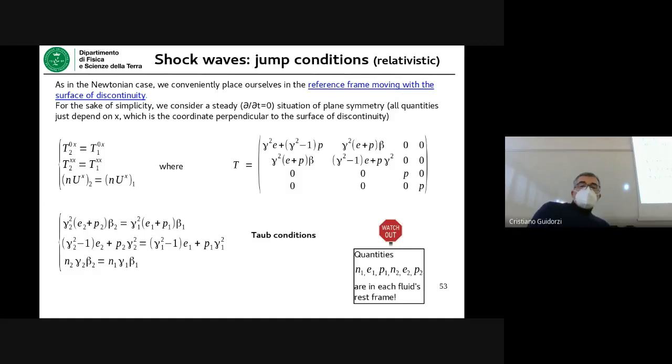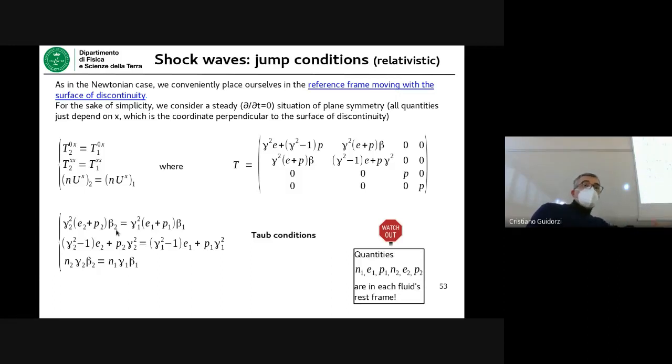So all these quantities are meant to be expressed, so they are number density, energy density, pressure, in the reference frame in which fluid 1 is addressed, as well as N2, number density, E2, energy density, P2, pressure of the fluid 2 in its own comoving frame, which is different from 1, and which is also different from the comoving frame of the shock. So we have three reference frames.